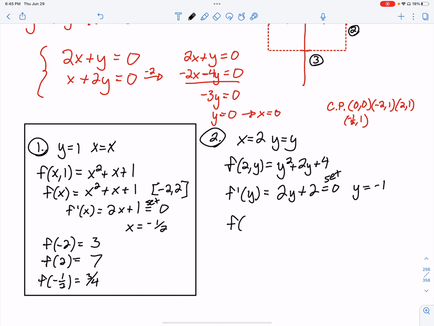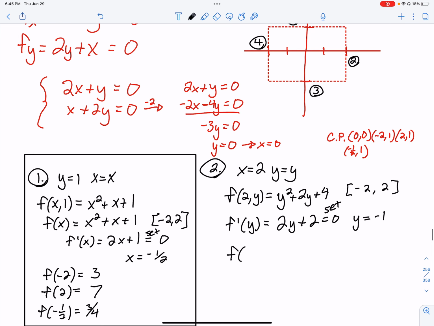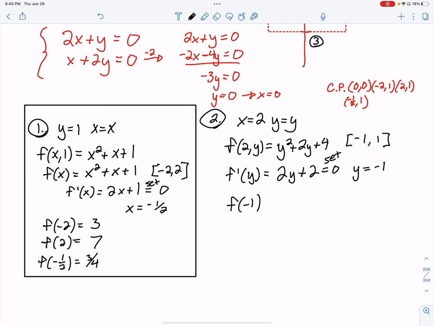And this is on the boundary from -2 to 2. I lied to you guys. -1 to 1. So I need to plug in -1. I need to plug in 1. And I need to plug in the one I just came up with, which was -1. I don't need to do that again. So I don't need to do it twice. Plugging in 1, I got 1 plus 2 plus 4, which is 7. That's +1. Plugging in -1, I got 1 minus 2 is -1.